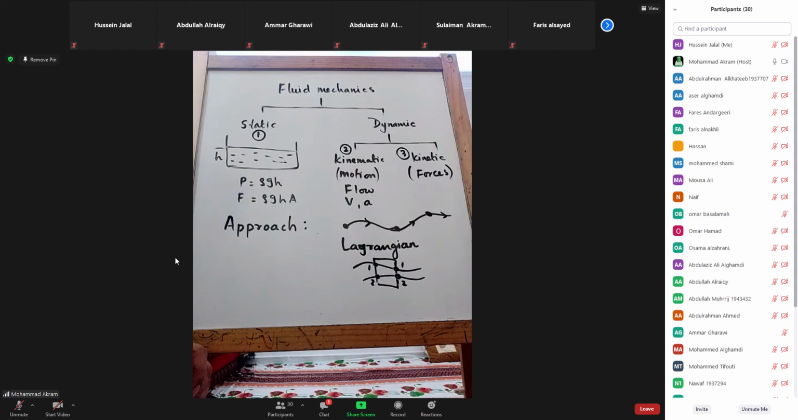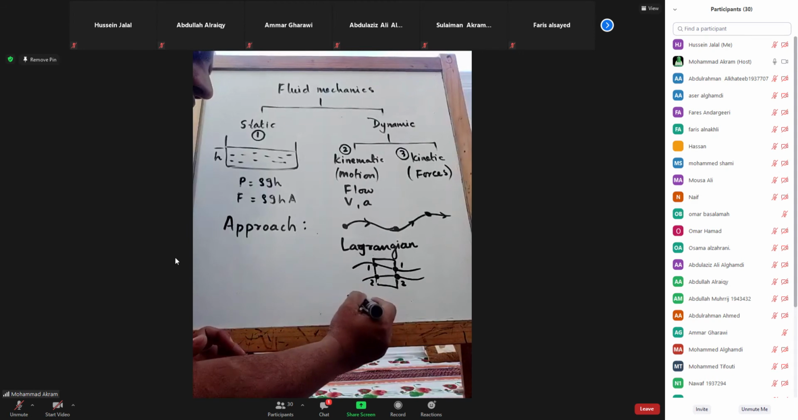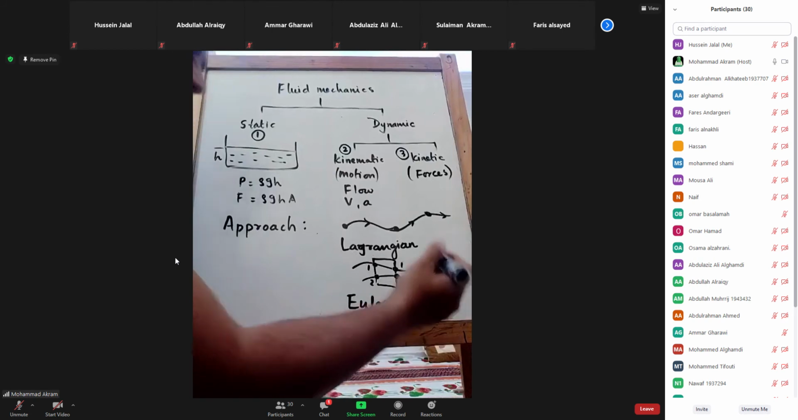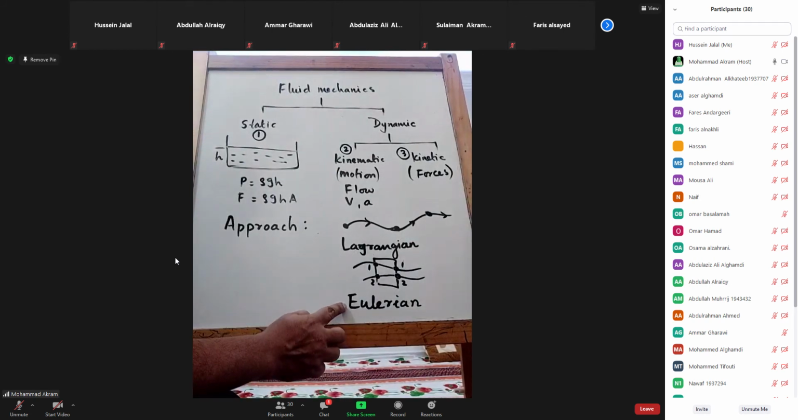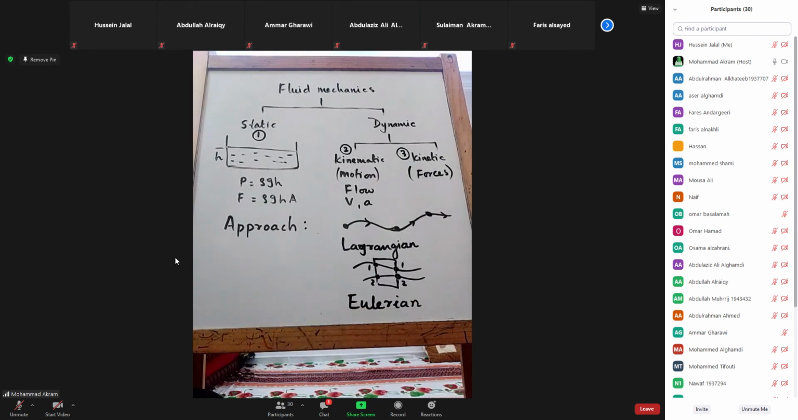Okay, so that approach is called the Eulerian approach. Some also read this as Eulerian, whatever you pronounce, both are very common. Okay, so what is the difference between these two?